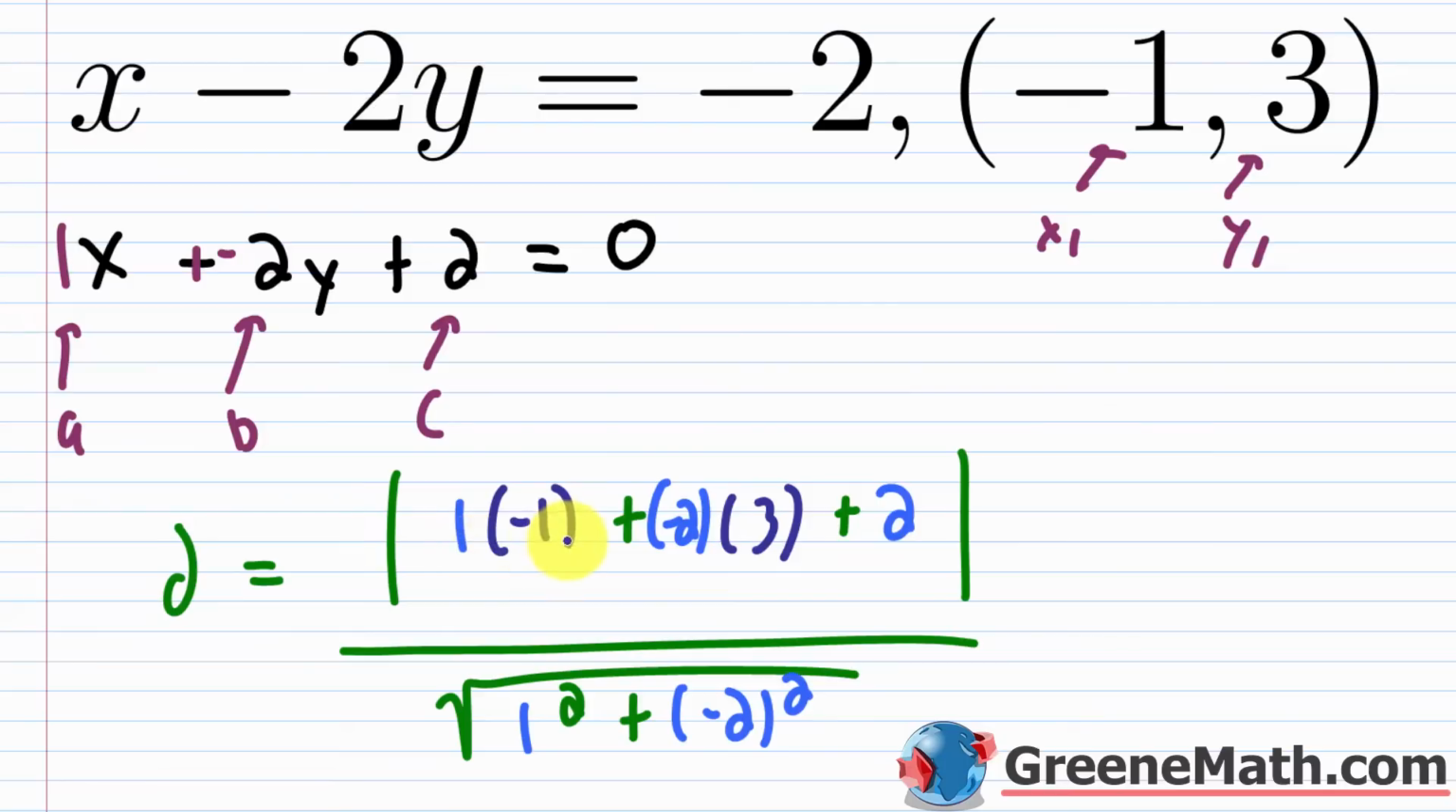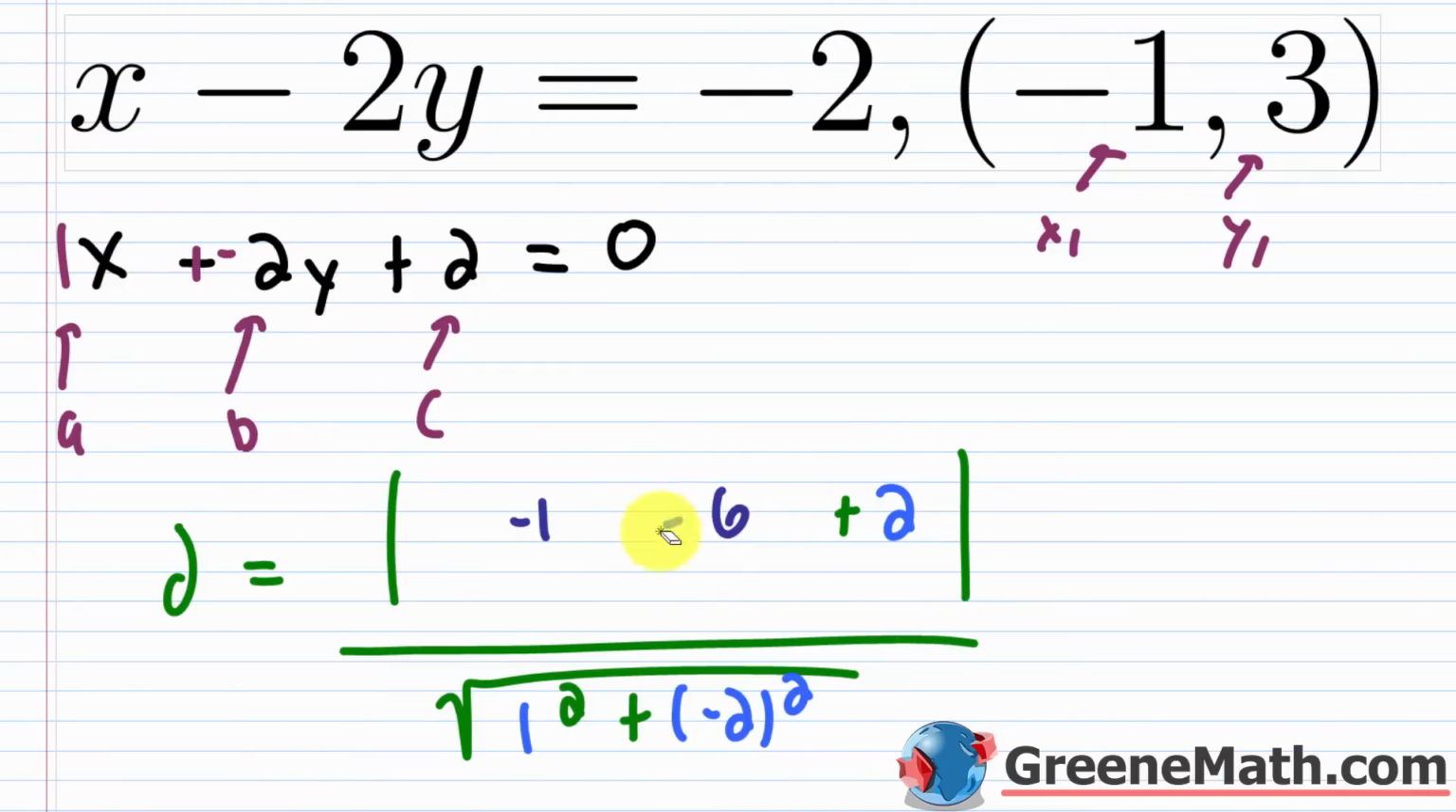So 1 times negative 1 is negative 1. And then negative 2 times 3 is negative 6. And then you have plus 2. So basically, you can convert this over into minus 6 here. So negative 1 minus 6, that's negative 7. And then negative 7 plus 2 is negative 5. So this right here would be the absolute value of negative 5, which is 5.